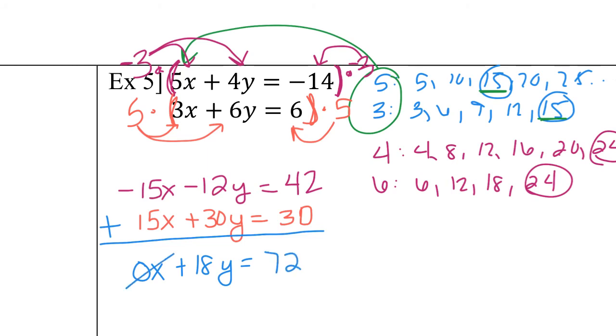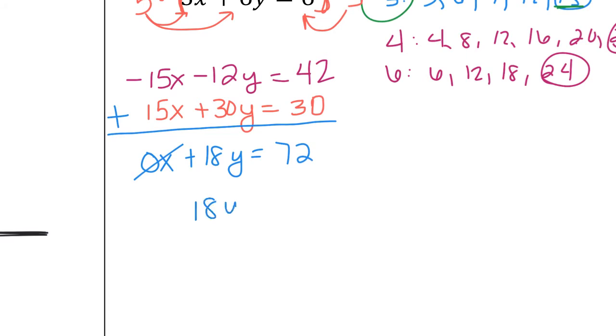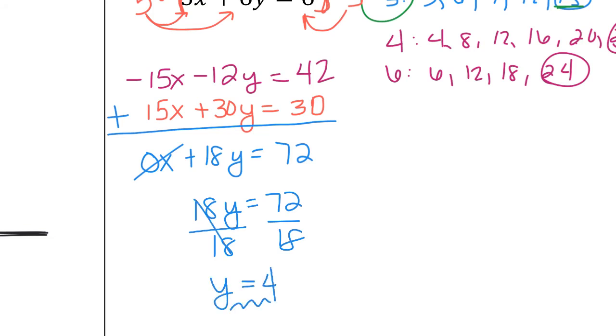0x is just 0, so we can ignore that. So all we really have is 18y equals 72. Solve for y by dividing. So y is equal to 4.